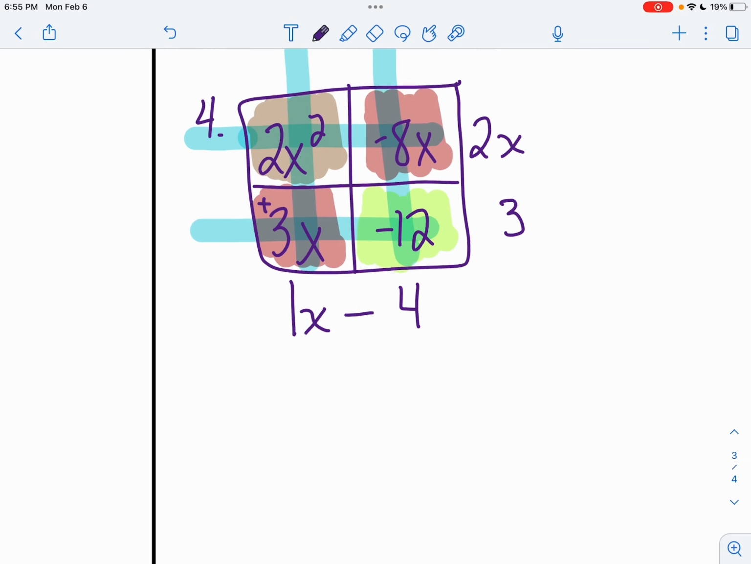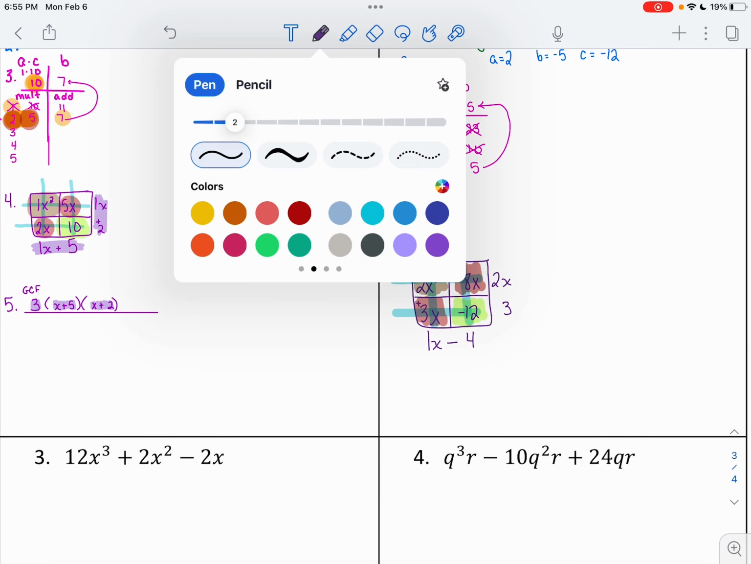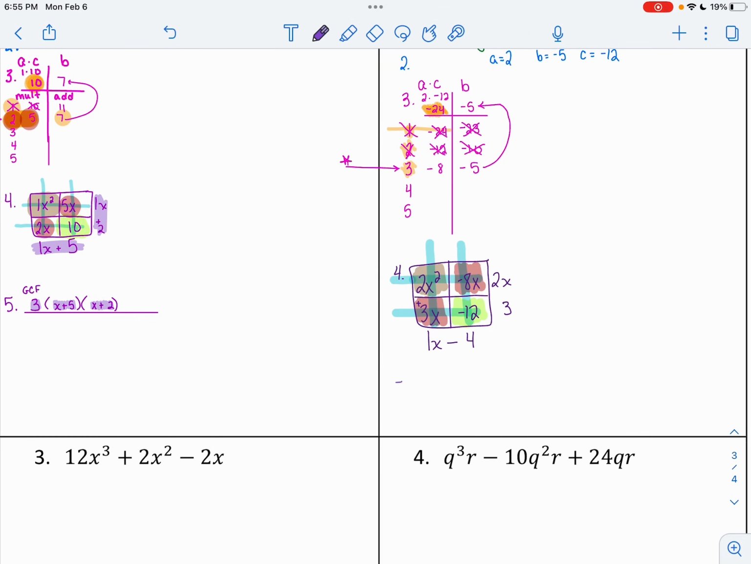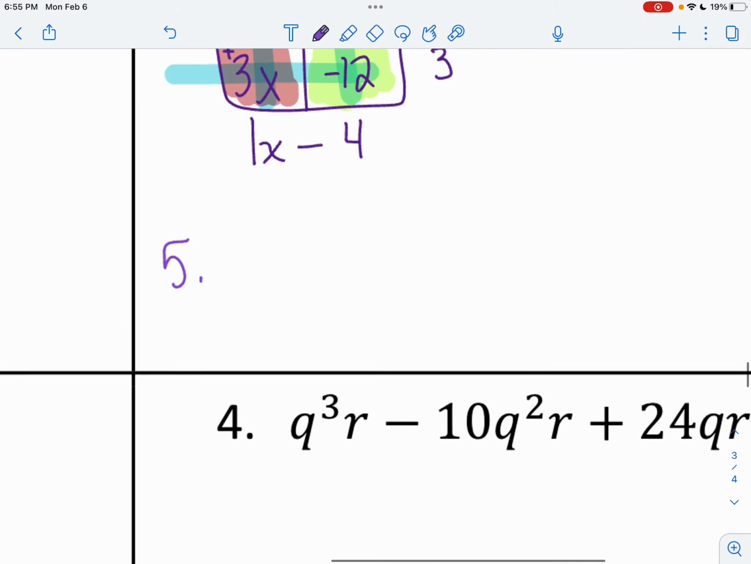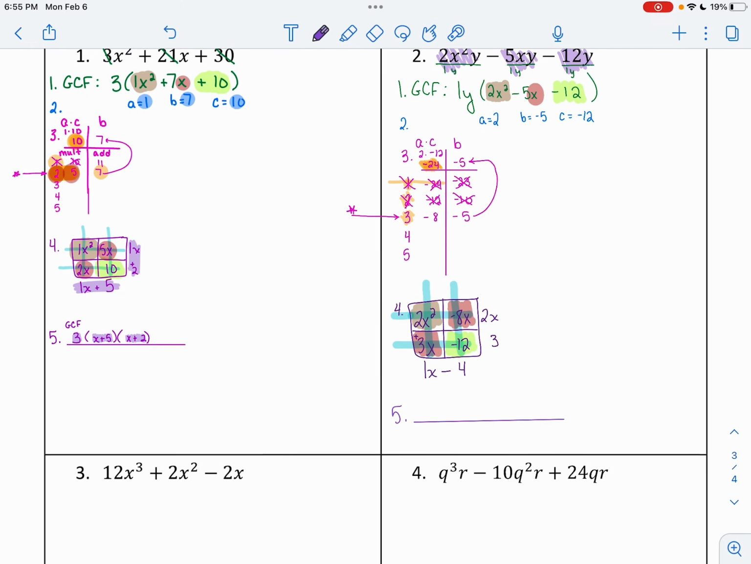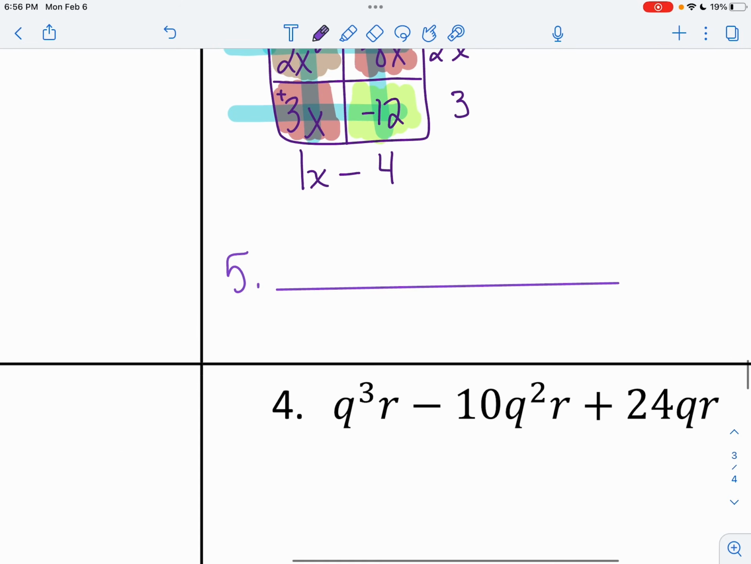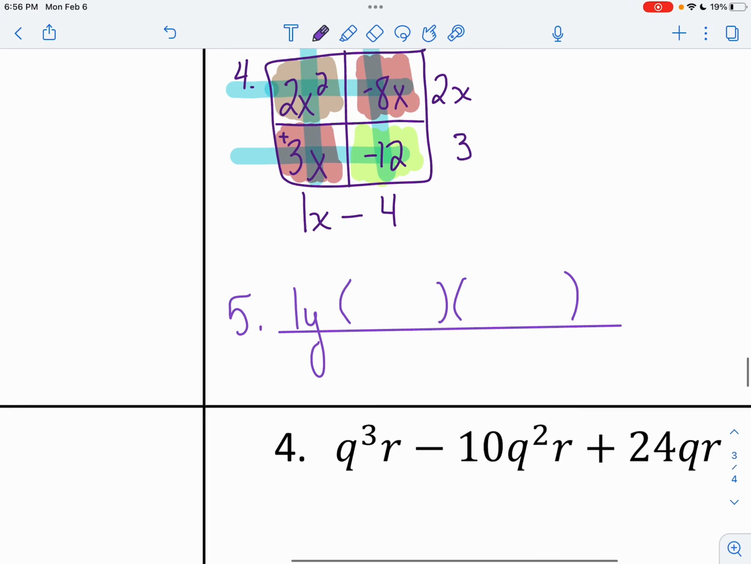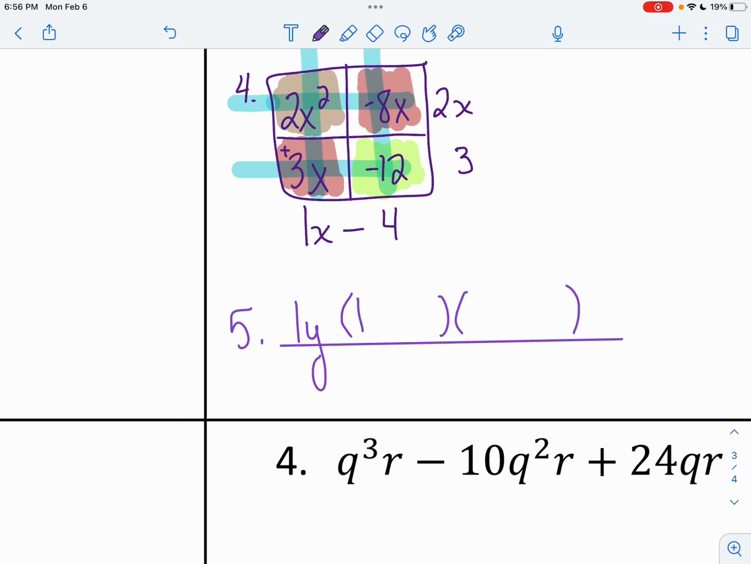Step 5 is where we state our final answers, all the factors of our original polynomial. So we start with whatever our GCF was, which was a 1y. Then we move into these items here, and you can put the 1x minus 4 first, or the 2x plus 3, it doesn't matter, because multiplication is commutative. Get rid of the ones that are not needed.